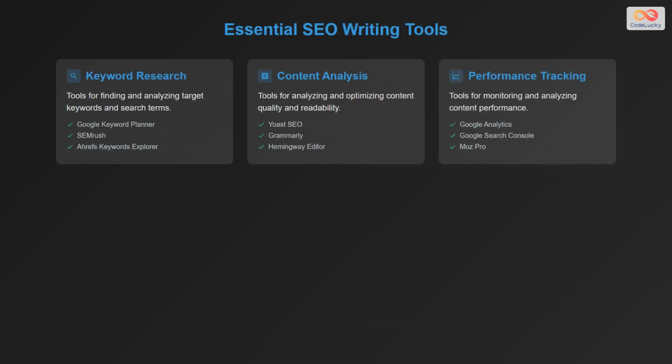Essential search engine optimization writing tools include keyword research tools, content analysis tools, and performance tracking tools. Under keyword research, the tools are Google Keyword Planner, SEMrush, and Ahrefs Keywords Explorer. Under content analysis, the tools are Yoast Search Engine Optimization, Grammarly, and Hemingway Editor. Under performance tracking, the tools are Google Analytics, Google Search Console, and Moz Pro.